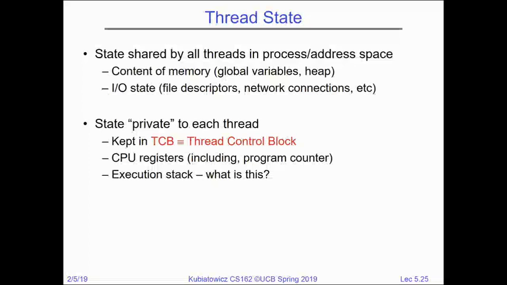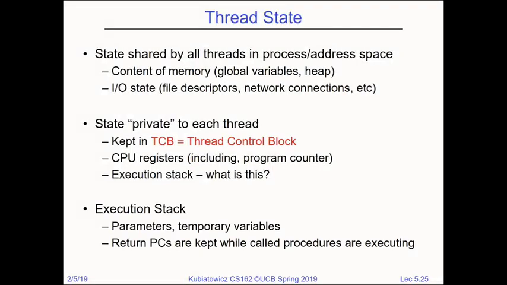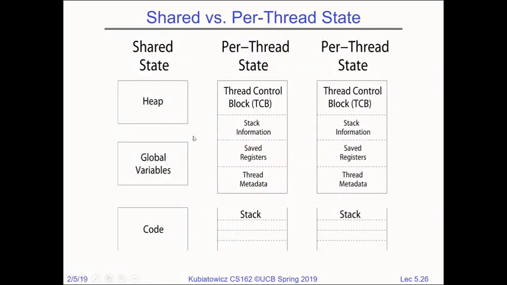I'm going to remind you guys in a moment what the stack is. I know it seemed like people knew that last time I asked, but let's just make sure. You've all sort of worked through the stack in GDB, I think, maybe with homework 0 or 1. So what is the stack? This is parameters, temporary variables, return PCs while procedures are executing, etc. So let's take a look at this shared versus per-thread state. The shared state is heap, global variables, code. Per-thread state, each thread control block has stack, registers, metadata, etc.